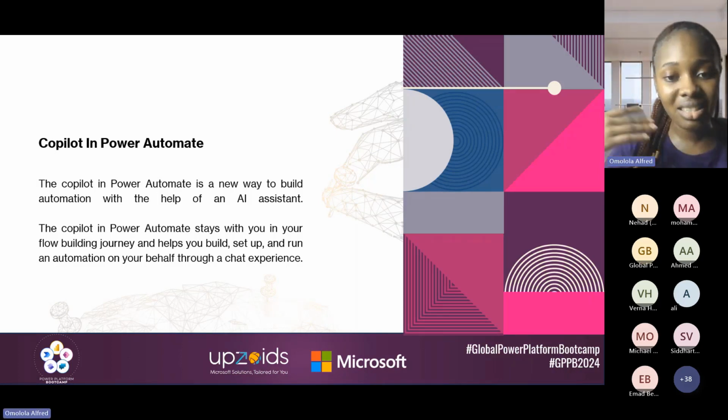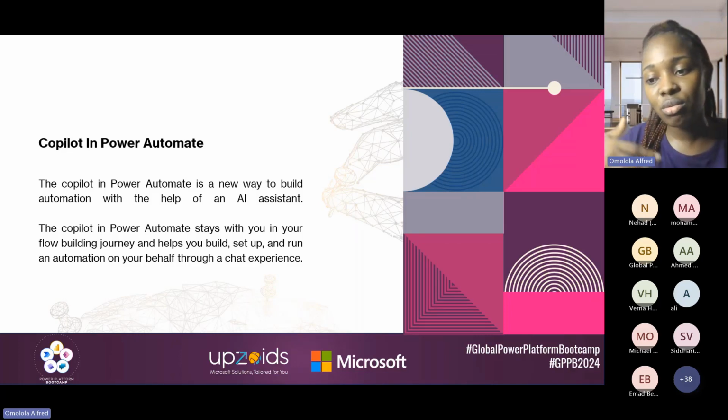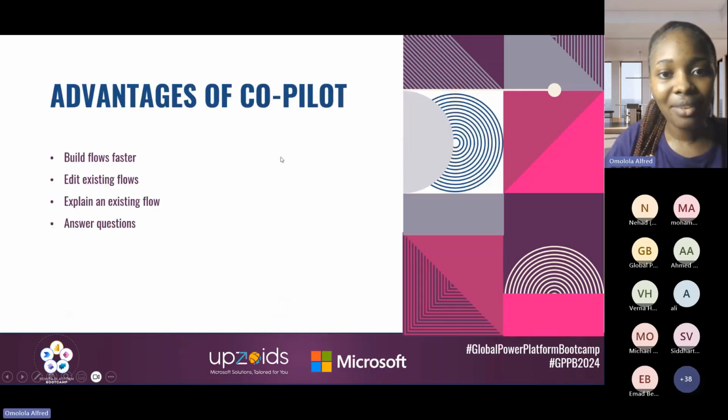It's basically like an assistant, right? You want to add a connector, you don't know what to add, you can easily ask the AI assistant and it will just help you out, okay? So advantages of Copilot. I'm trying to be fast so that we can quickly build something very practical. You'll see how we'll do the magic all together.